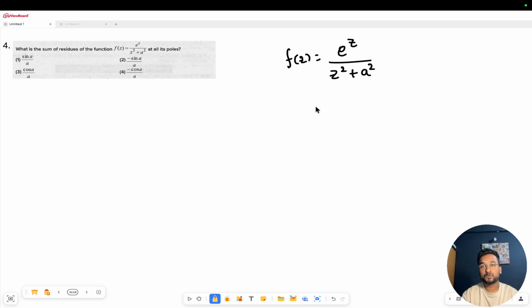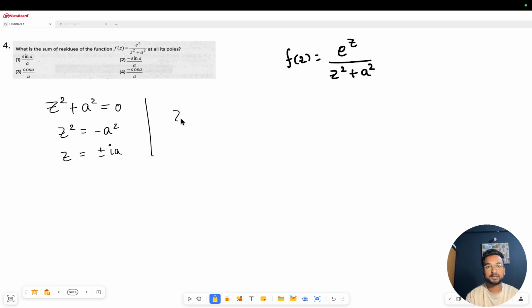So how many poles are there? Let's see. How do you find the poles? We just put the denominator to 0, that is z square plus a square equals 0. So from here we get z square equals minus a square. So z will be plus minus iota a. So there are two poles for this equation, that is z equals iota a and z equals minus iota a. We have to calculate the residues at these poles.